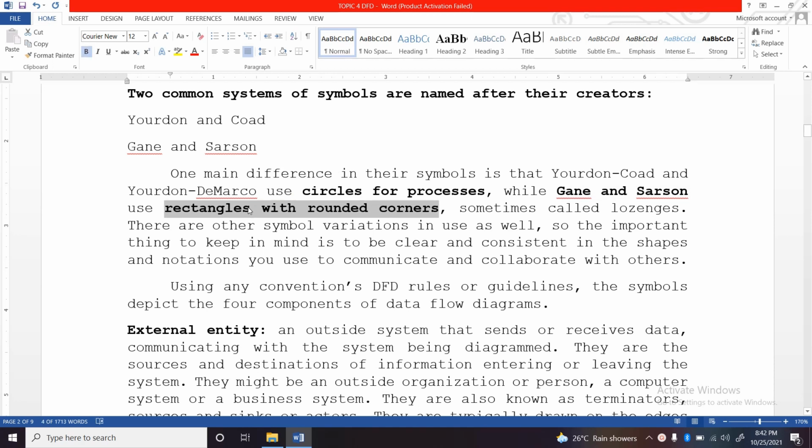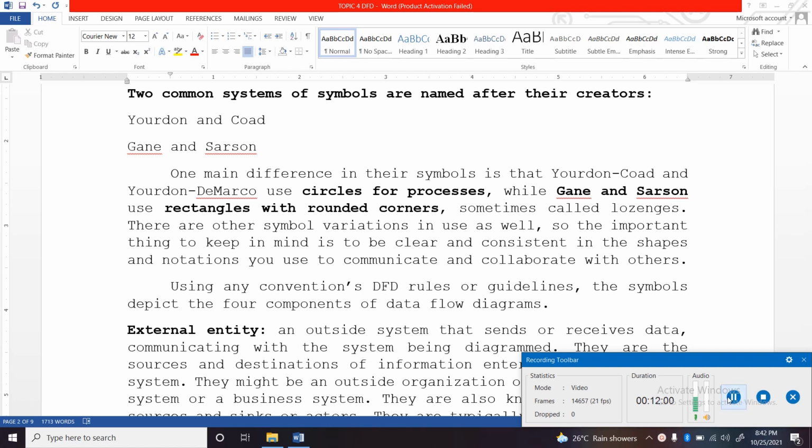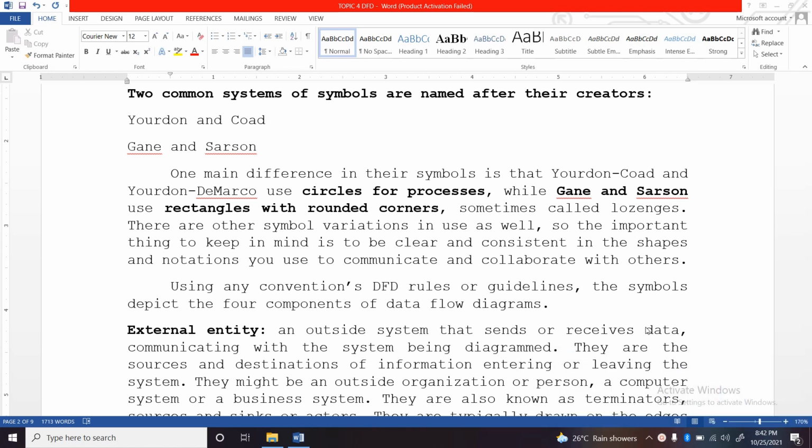We all know that rectangles have sharp edges, but here on Gain and Sarson, it uses rectangles with rounded corners. Sometimes it is also called lozenges. There are other symbol variations in use as well. The important thing to keep in mind is to be clear and consistent in the shapes and notations you use to communicate and collaborate with others.